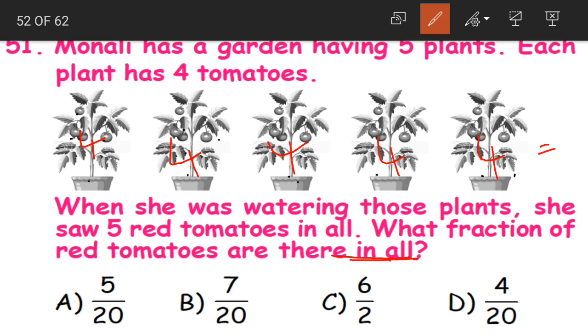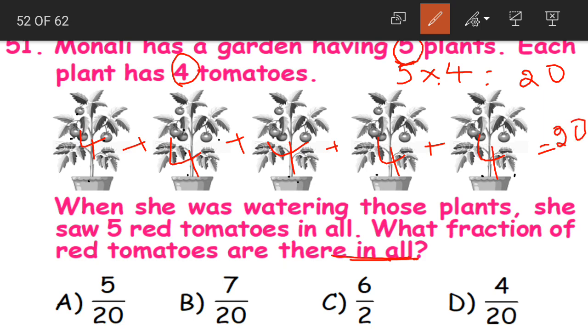Now what will be the total number of tomatoes? Okay, we can do it in two ways. We can add all these 4's together, or simply multiply the number of plants, 5, into the number of tomatoes in each plant. 5 fours are 20. Yes children, so Monali has 20 tomatoes in all. This will be our denominator. This is the total. And what did she do? She saw 5 red tomatoes. How many red tomatoes? 5.